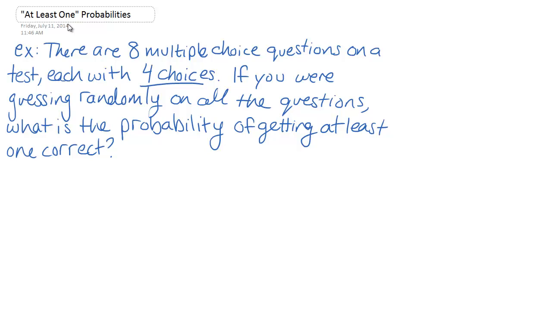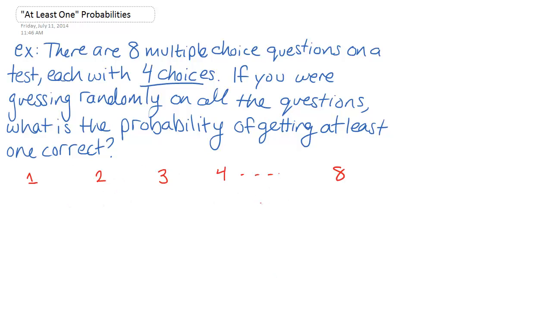So here's an example. There are 8 multiple choice questions on a test. Each one has 4 choices. If you were guessing randomly on all of the questions, so each one is equally likely, what is the probability of getting at least one correct? So at least one correct means that you could get 1 correct and all the rest wrong. You could get 2 correct and all the rest wrong, 3 correct, 4 correct, all the way up until 8 correct, right, if you got them all right.